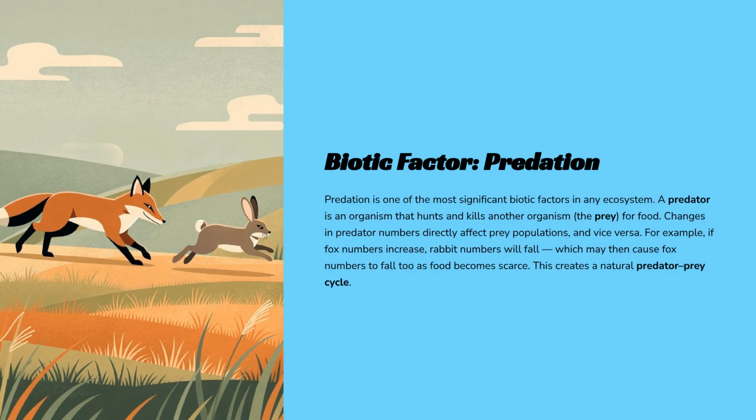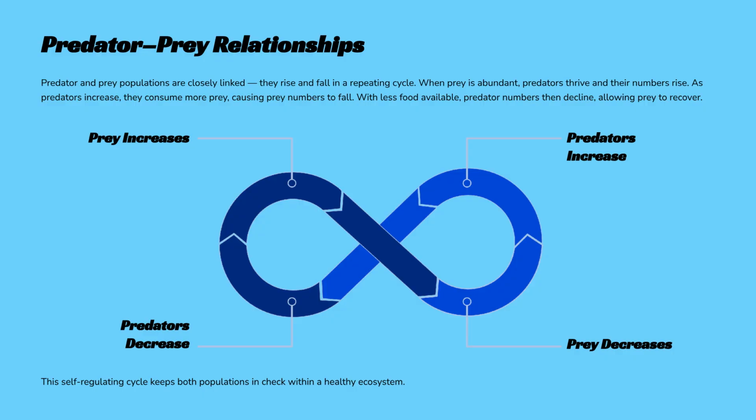Predation is a major biotic factor. It creates a natural cycle where predator and prey populations influence each other's survival and growth rates. In this predator-prey relationship, rising prey numbers allow predators to thrive, which eventually leads to a decrease in prey, causing predator numbers to decline. This keeps the ecosystem balanced.